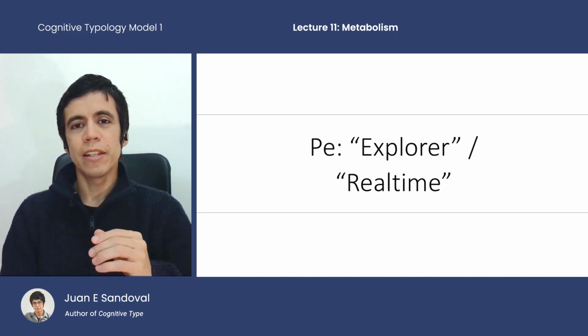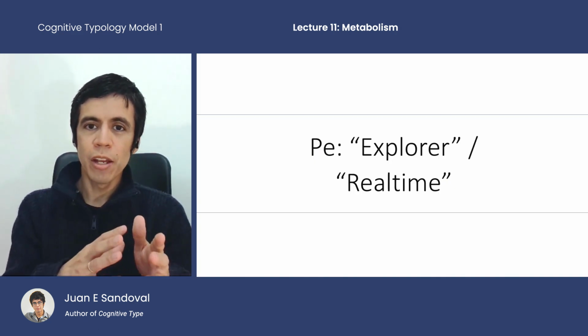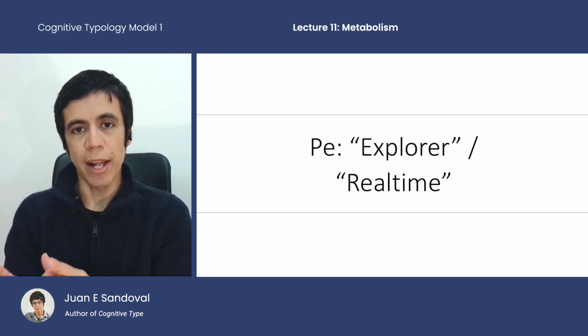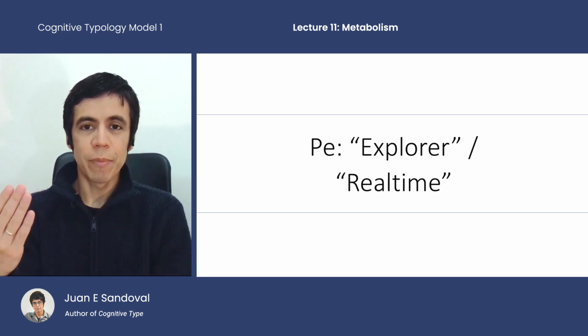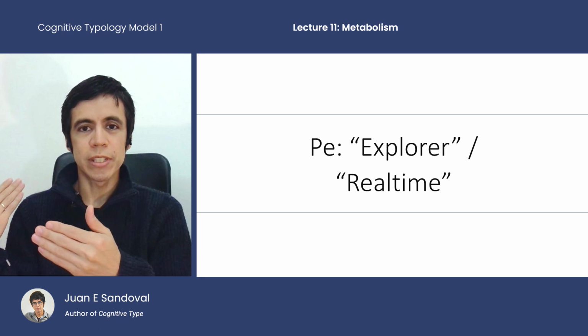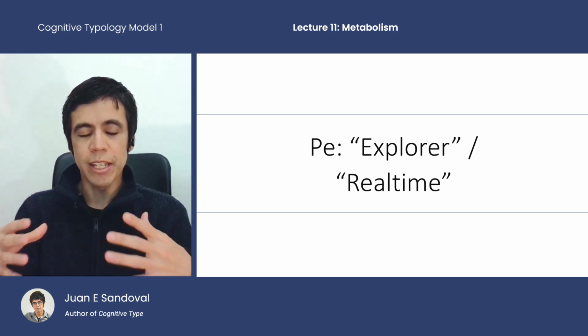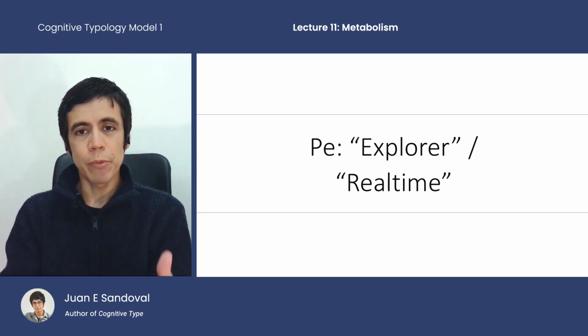And this is why PE is called both the explorer function, but also real time, because it gives us real-time reality. Whereas PI is called time because it actually stores temporal sequences from the past. It stores prior information. But the here and now is given to us only by PE every time it rescans.